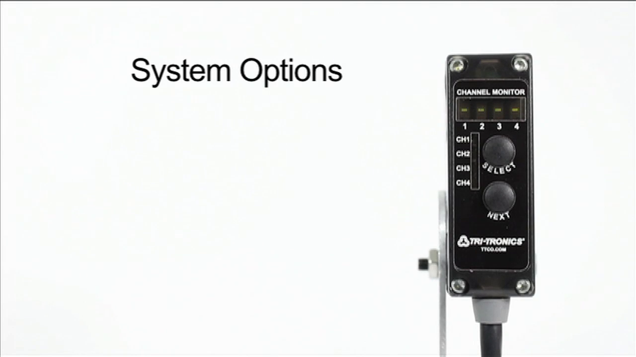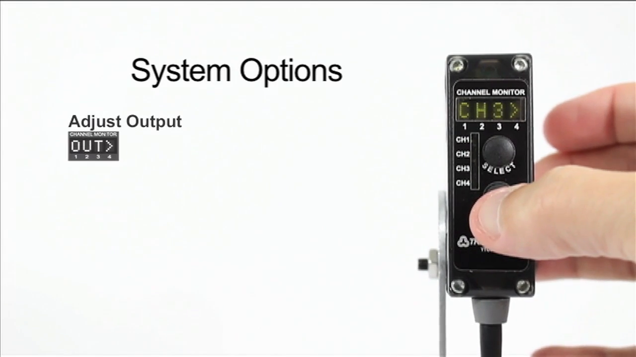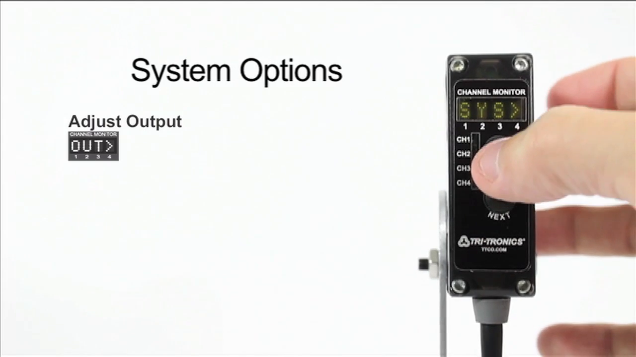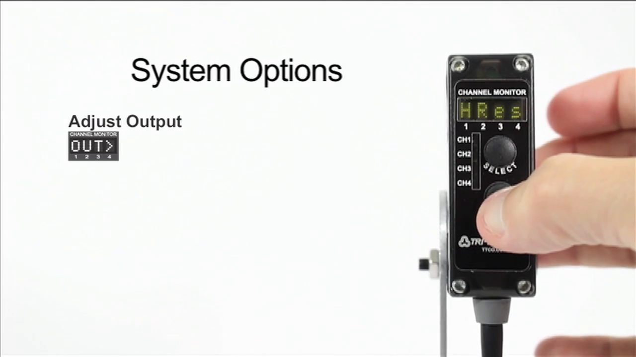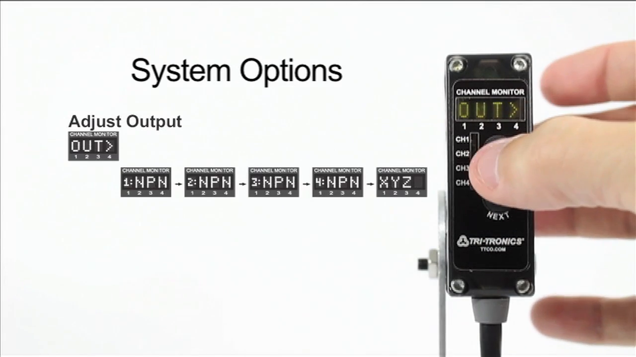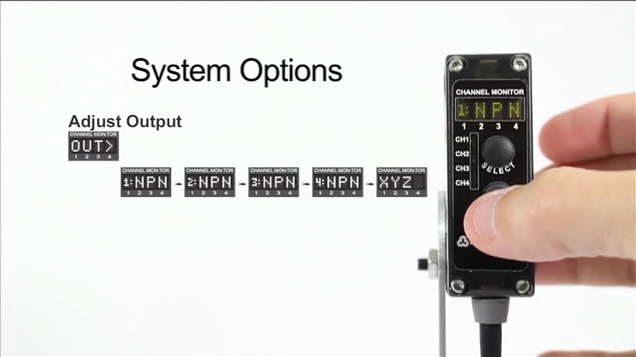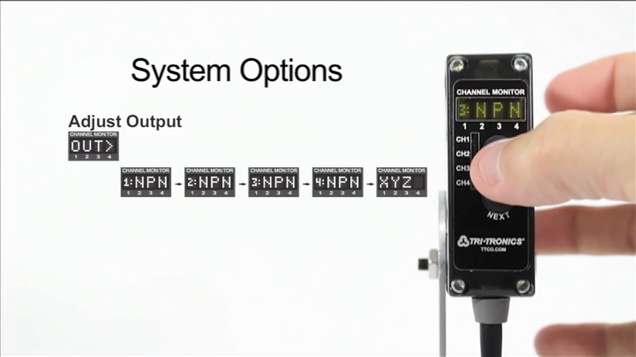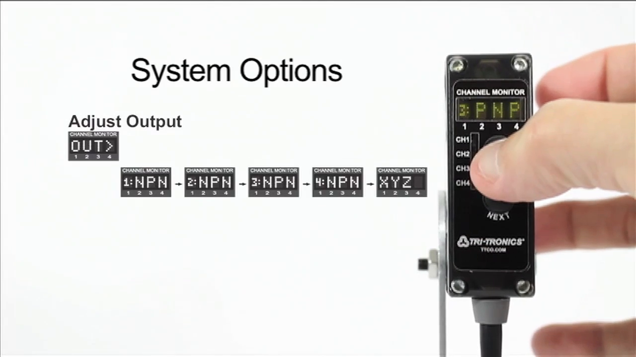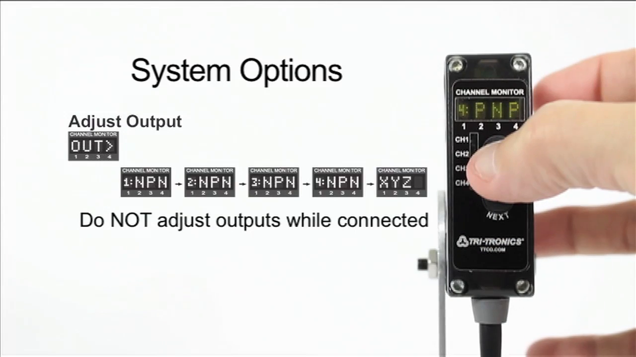The last option in the System menu is the Output submenu. In this menu, you can set the output type for each channel to NPN or PNP individually. Next will advance you to each channel in numeric order, and Select will toggle the output type between NPN and PNP. Note that the outputs should not be connected while changing their type.